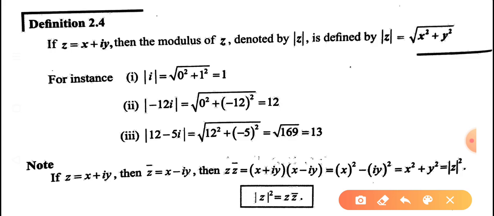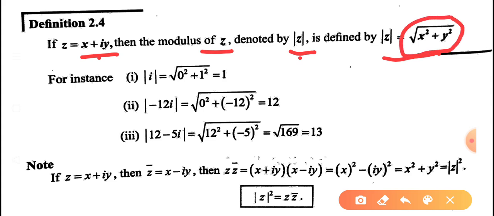Definition 2.4. If z equals x plus iy, then the modulus of z, denoted by modulus z, is defined by modulus z equals the square root of x square plus y square. Once again, listen: if z equals x plus iy, then the modulus of z is defined by modulus z equals the square root of x square plus y square.